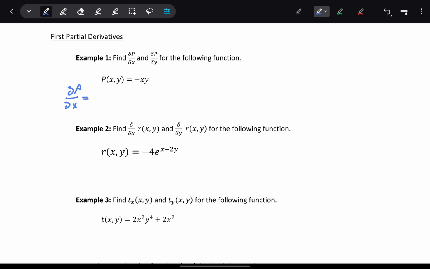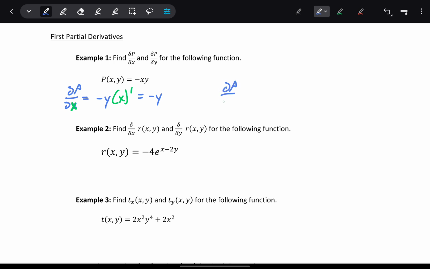We'll start off in example 1 by finding delta p over delta x. That means when we differentiate, we're only differentiating x as a variable and y we're just treating as a constant. Meaning we could essentially set minus y aside, and then we're differentiating x because that delta x notation tells us to differentiate with respect to x. This would give us negative y because the derivative of x would just be 1.